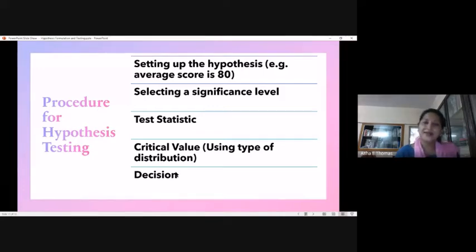But as I said, if it is in a software, everything will be done by the software, and we will be given a p-value to arrive at a conclusion. This is all about hypothesis testing.